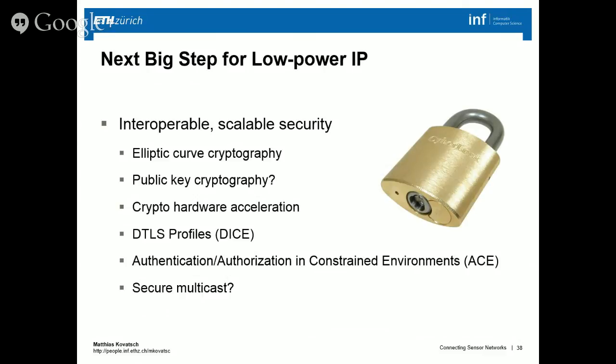So what's already included is elliptic curve cryptography, which is pretty nice. Need to see whether we can make public key cryptography also work on there. A nice approach already is this crypto hardware accelerator I already mentioned, and there's quite some work going on in the IETF, for instance. They are profiling DTLS to have a nice compact specification for the use on sensor networks. And the other thing is to have authentication and authorization directly on these small nodes.